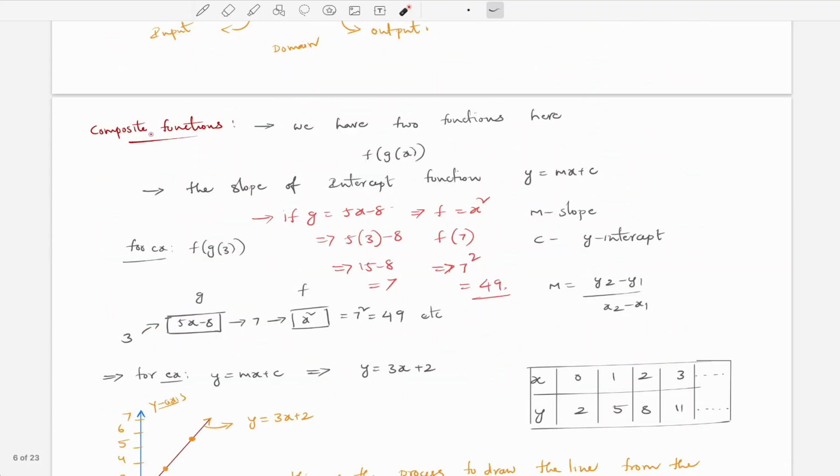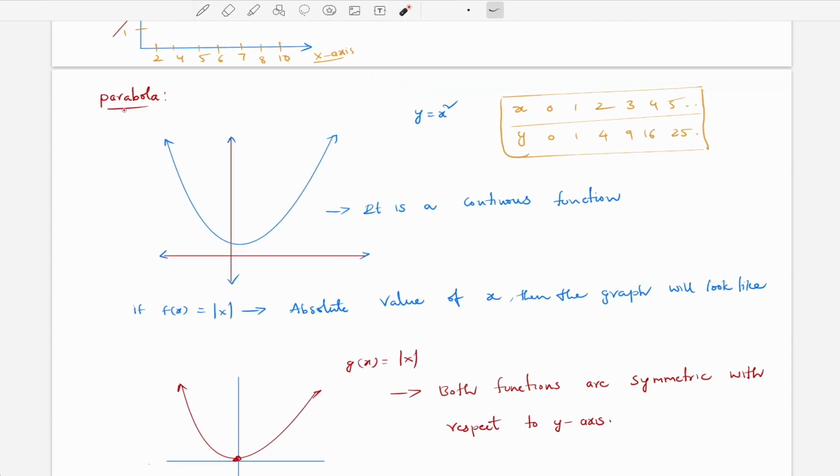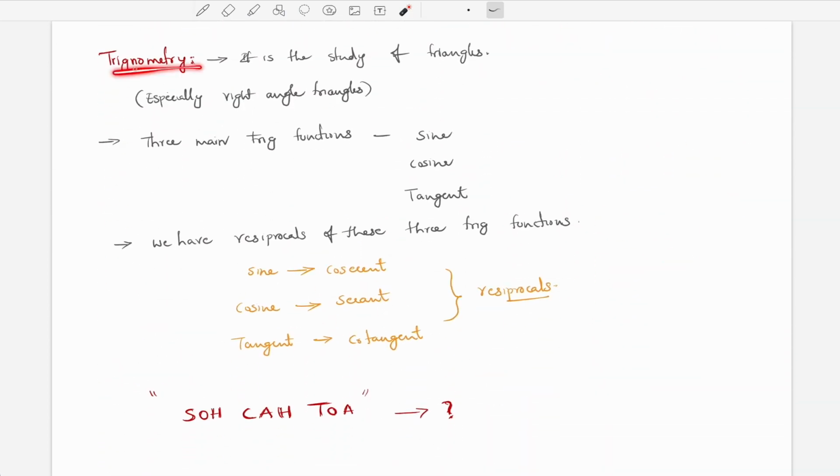In a previous lecture, we discussed composite functions and the parabola. I gave you research work about the parabola, and I hope you've done the research. Today I'm going to cover trigonometry.